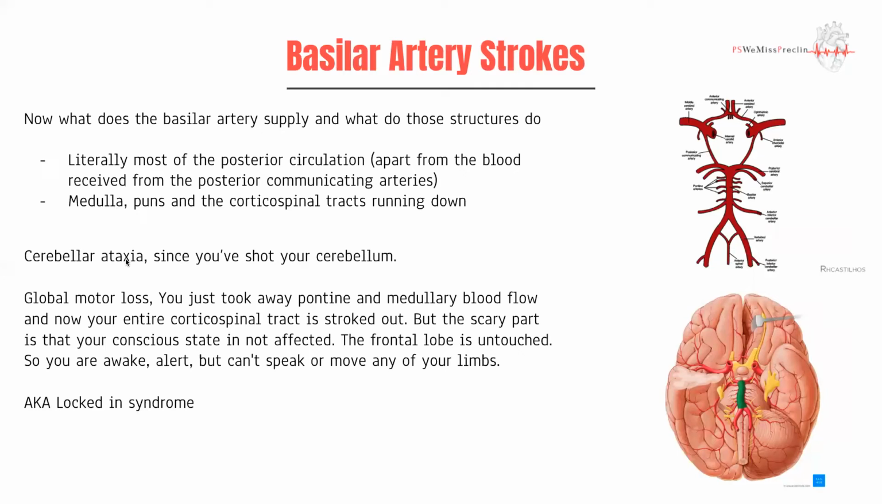Now, you will firstly present with cerebellar ataxia because you've shot the cerebellum. As you can see, you have a whole bunch of cerebellar arteries that are coming from all the parts after this. That's obviously not going to be good. But you're also going to have global motor loss. Why? Because you've taken away pontine and medullary blood flows, and you know that the entire corticospinal tract, which is responsible for motor signals, runs through them. And one of the things you would be affecting would be the corticospinal tract.